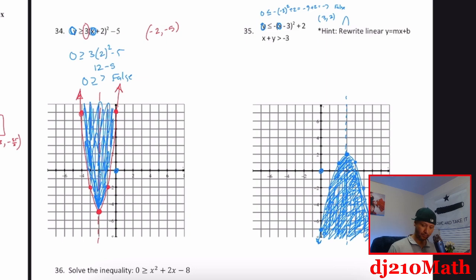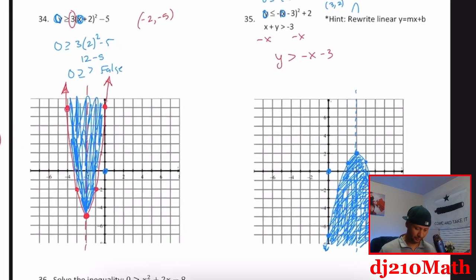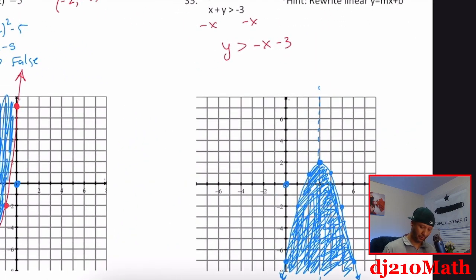Now the other one is a linear. So if I just minus x, I'm getting y greater than negative x, negative 3. And if you think back to algebra 1, we know that the b is negative 3, and that's where it crosses the y-axis. And then the slope is negative, so it's going to go down 1 to the right. Not only that, but it is strictly greater than, so it gets a dotted line.